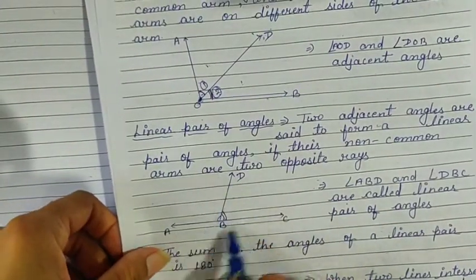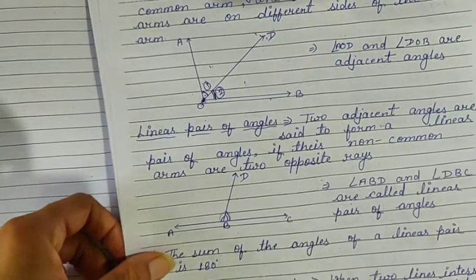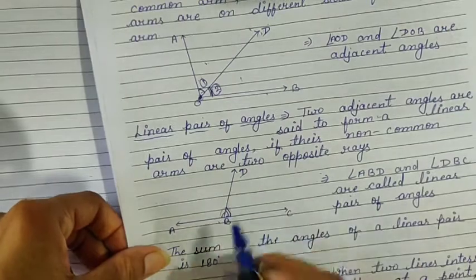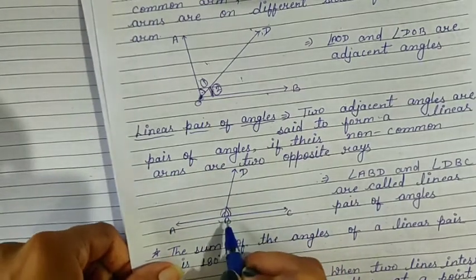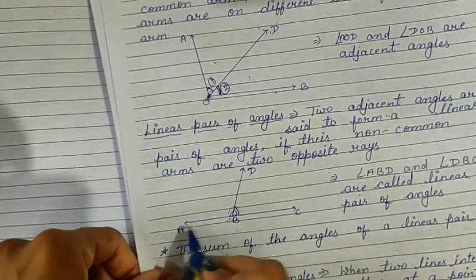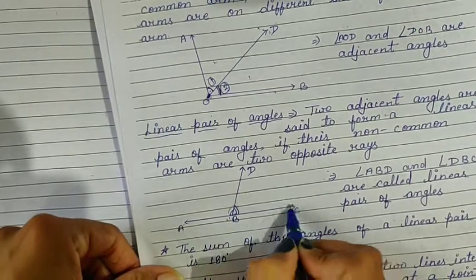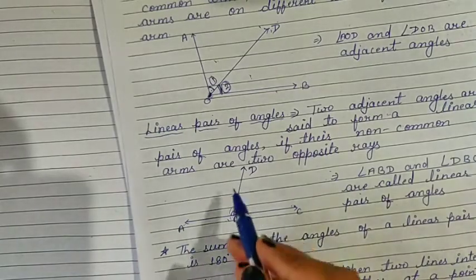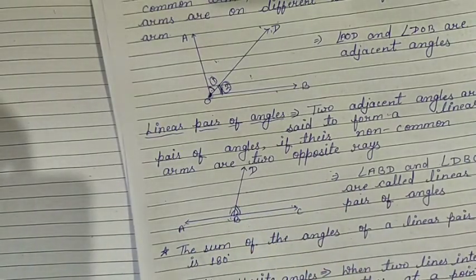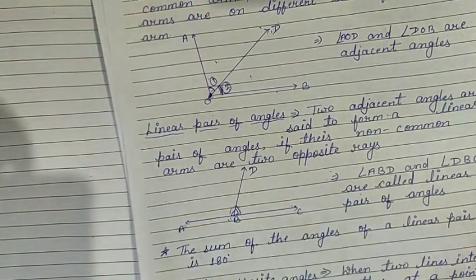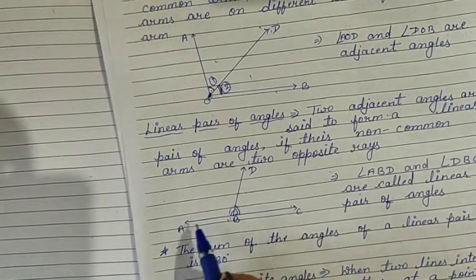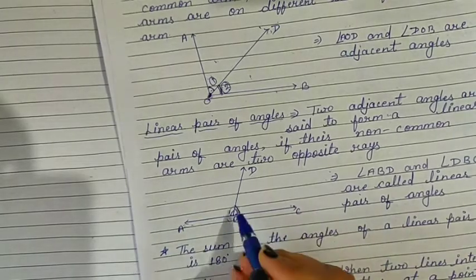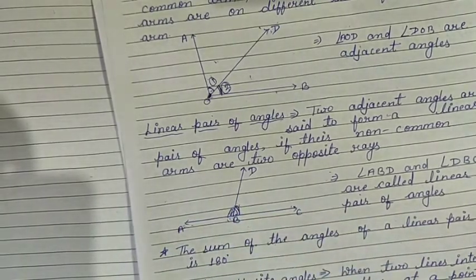For example, these two angles are adjacent angles. They have a common arm BD and a common endpoint or common vertex B, and their non-common arms are BA and BC. These two non-common arms are on different sides of this common arm, but this is a straight line, and these non-common arms are two opposite rays. So this is a linear pair of angles.